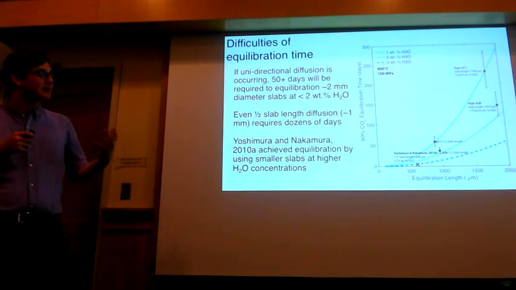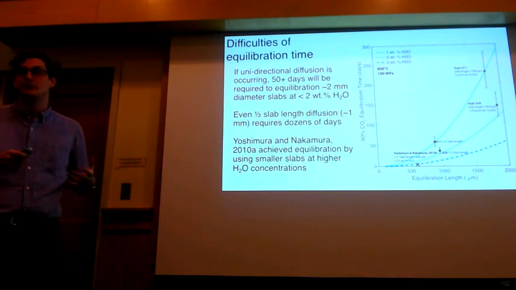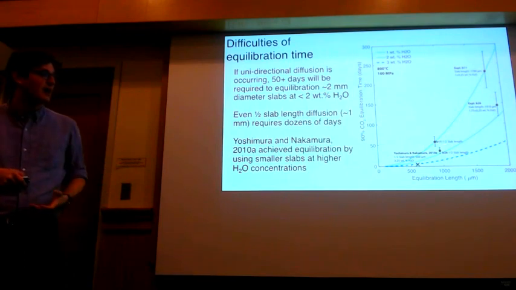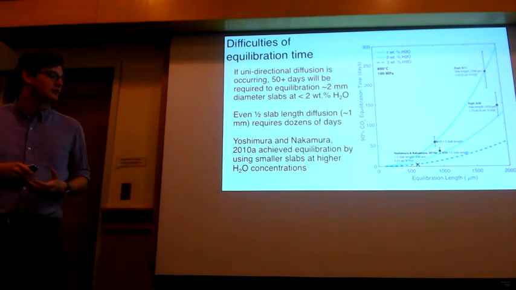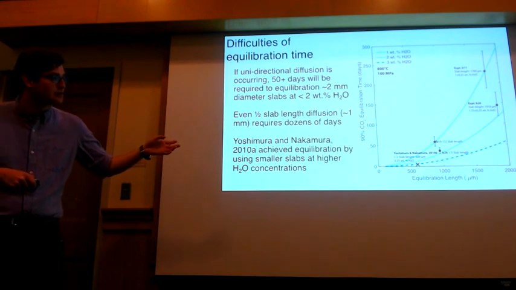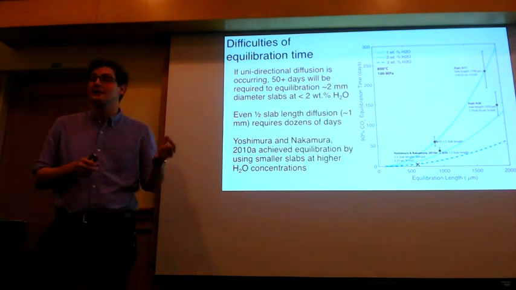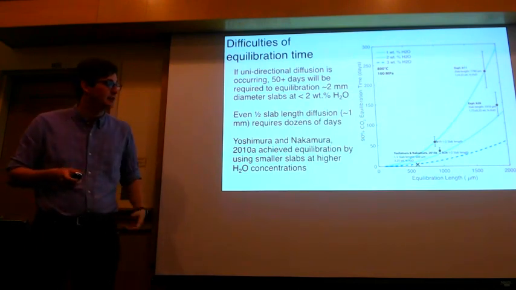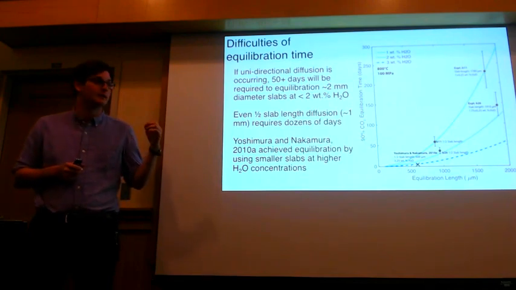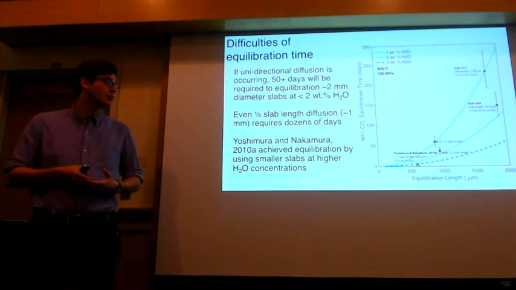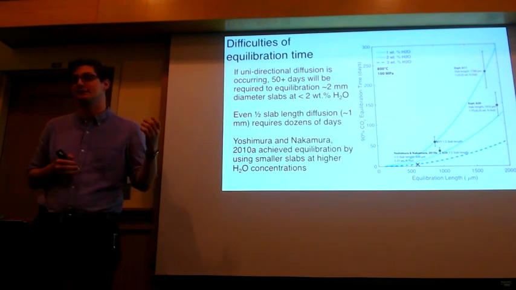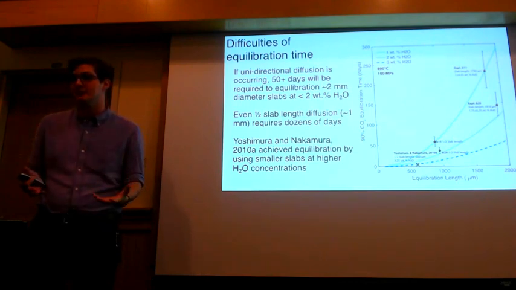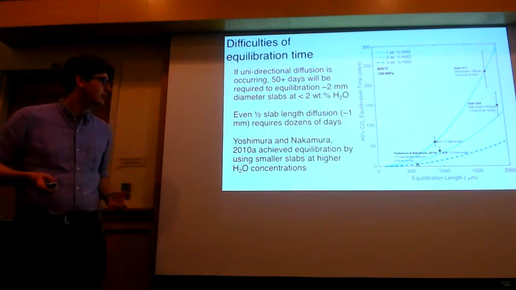So even if omnidirectional diffusion were occurring, if you're diffusing from all around the sample, it can still take dozens of days, which is hard to work with. Now, I plotted the Yoshimura and Nakamura data, and they used a much smaller sample. So theirs were only about 1.2 millimeters in diameter. And they also used a higher degree of water. And that can equilibrate a lot more quickly. But you also then have to sacrifice the area that you're analyzing. And if you have less sample, then you can get less information about gradients.